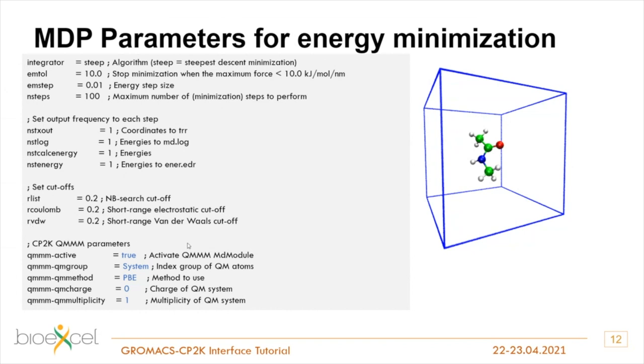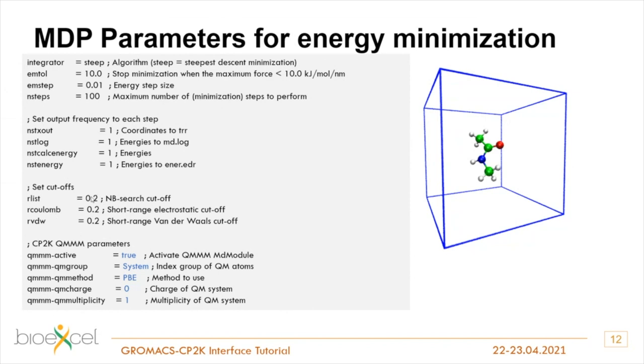There are cutoffs. They are set to a very small value because we have a very small box, and we don't have any molecular mechanics parts, so they are really not so important. What is important is this part of the parameters. This is how you activate the QM/MM calculation in GROMACS to use the CP2K interface. Yes, you can also use other integrators like CG. Yes, right, correct. But STEEP is just fine.